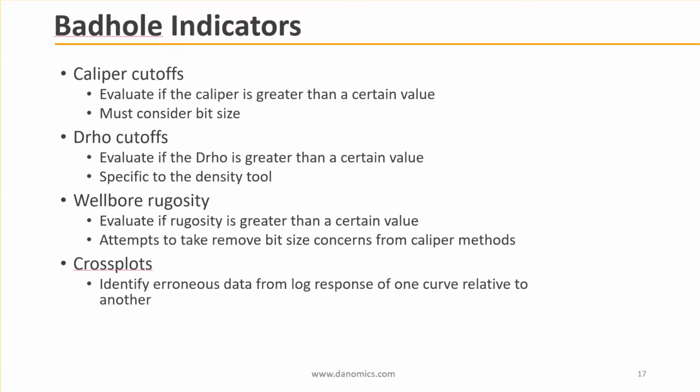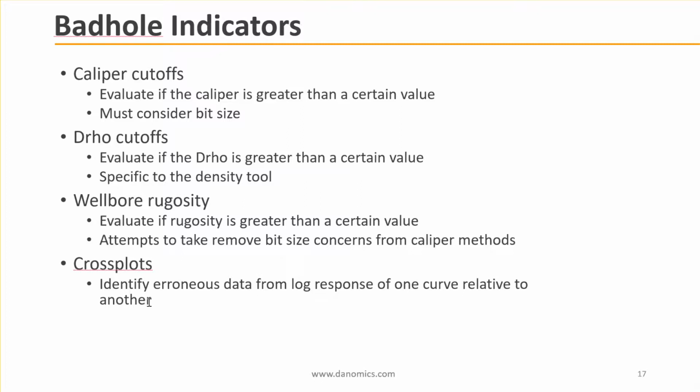Okay, with respect to how we can actually determine what's bad hole and what's not, we can use the caliper log. That's a really good way to determine when the wellbore has been washed out, obviously, but we need to consider bit size with that. We can use the D-row curve. The D-row is the density correction. It's specific to the density tool, obviously, and when we see those D-row values start to kick up, that's often a good indicator of an unreliable density curve.